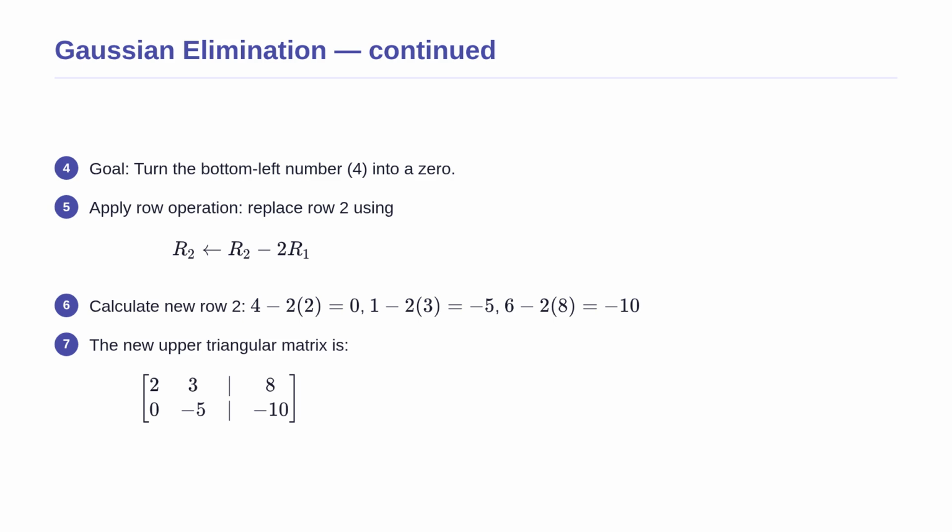We do this math across the entire row. 1 minus 6 is negative 5. 6 minus 16 is negative 10. Notice the 0 in the bottom left? Our matrix is now in upper triangular form, which was our exact goal.